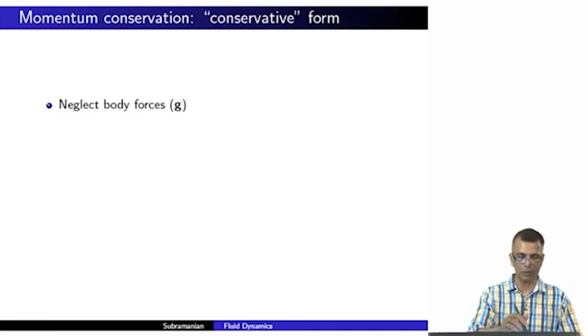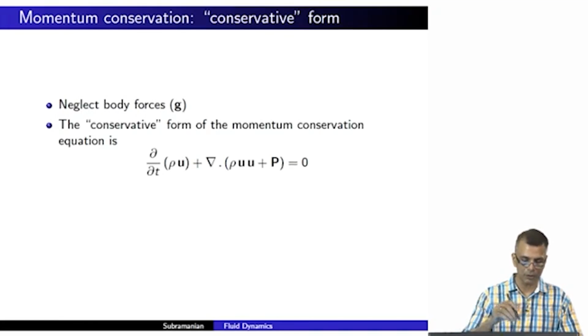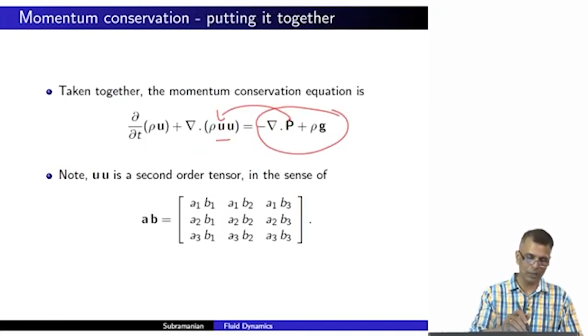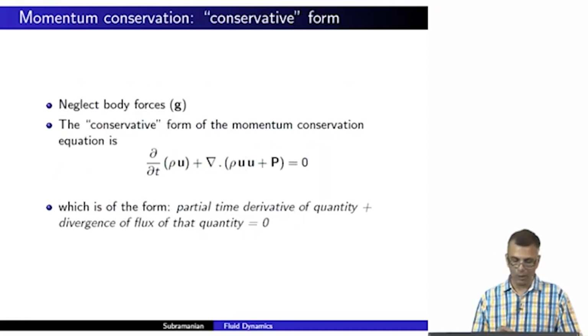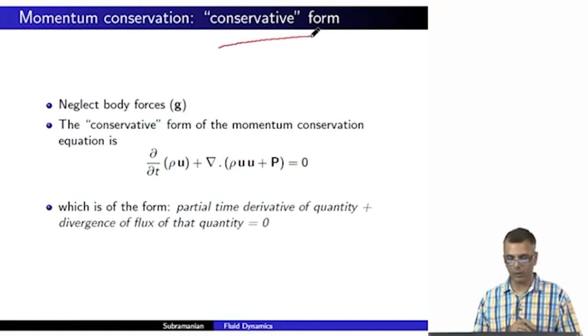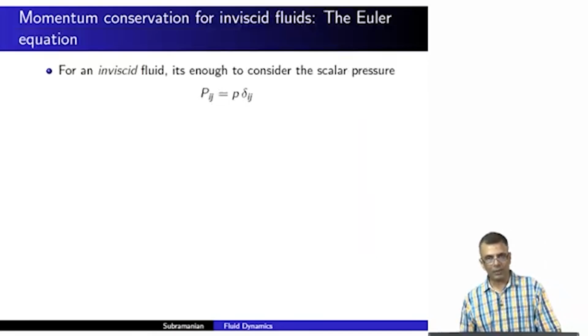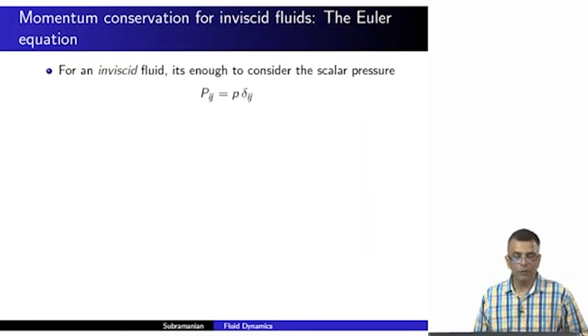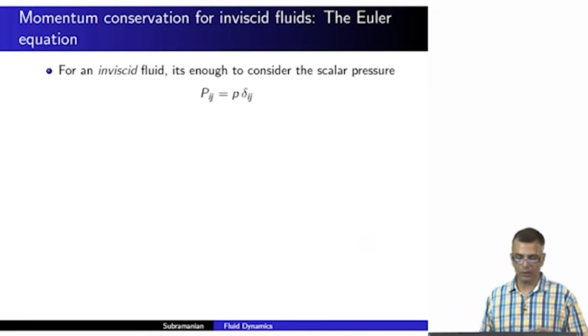You neglect body forces. That's one thing first, and doing exactly what I just said, you take this in here, which is again of the form partial time derivative of the quantity plus the divergence of the flux of that quantity is equal to 0, right. So, this is the conservative form of the momentum conservation equation. Now, let's simplify things a little bit. For an inviscid fluid, it's enough to consider the scalar pressure.